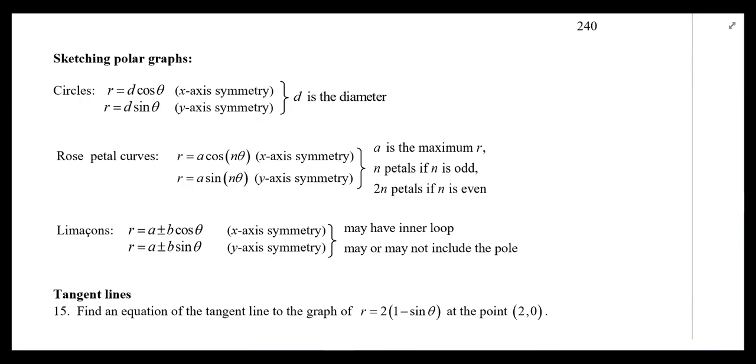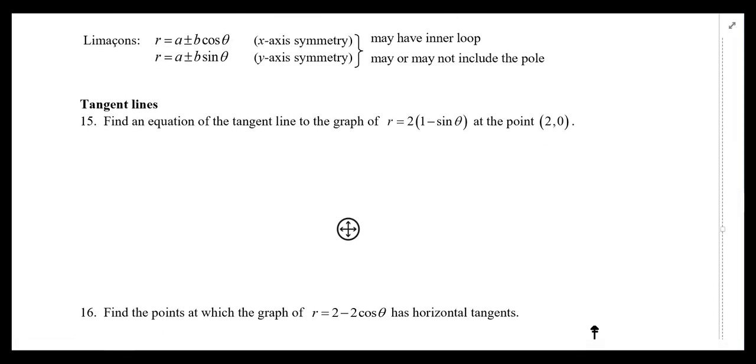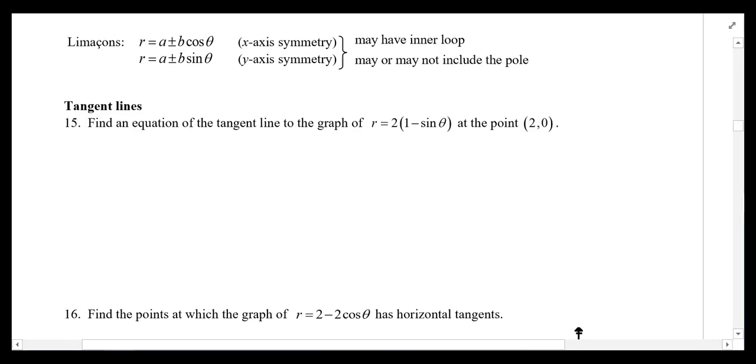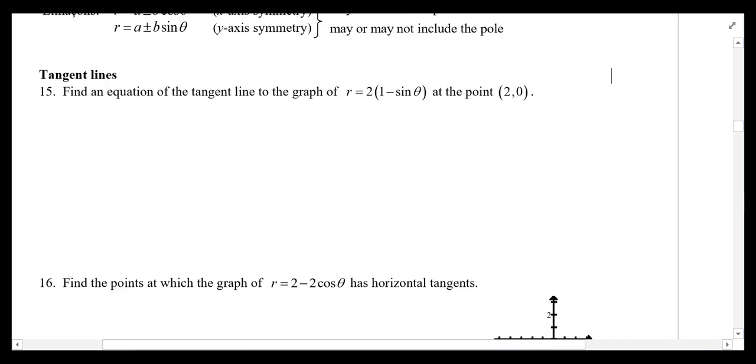Alright, we're going to conclude the longest lesson ever, lesson 10.2, talking about polar graphs, with the last two examples, which focus in on some of the calculus that you can actually do now with polar curves. So, number 15 here says find an equation of a tangent line to the graph of r equals 2 times 1 minus sine theta at the point (2, 0). Interesting. Okay. We've seen stuff like this before.